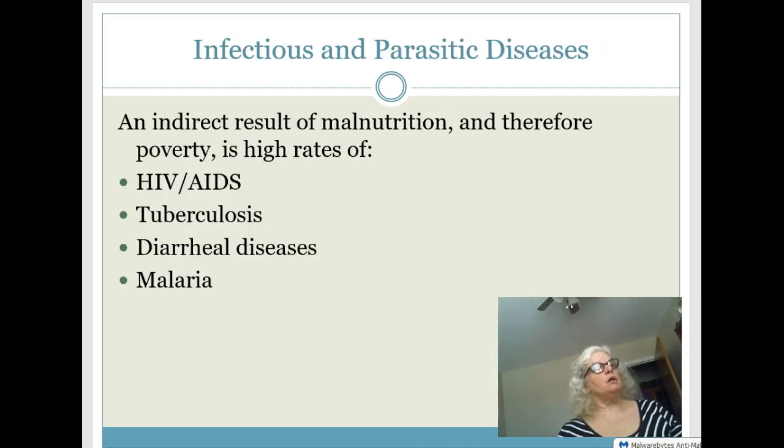Other things that are really important in this is just the education piece that comes into place and understanding the cause of disease. So not only the indirect result of malnutrition comes into place, but we have higher infectious diseases such as AIDS and HIV, tuberculosis, diarrheal diseases, and malaria are more likely to occur. Now think about that, how they're carried, how some of these diseases are in place.